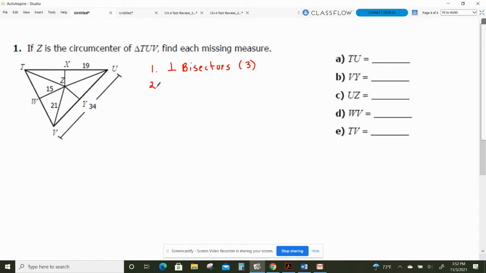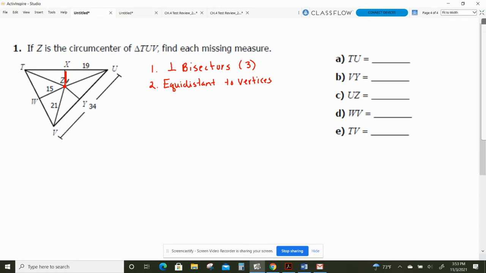And two, it's equidistant to vertices. So from that point to each vertex is going to be equal. So if I look at my picture right now, I'm going to locate the perpendicular bisectors first. The perpendicular bisectors are going to come from point Z, and they're going to go to each side.